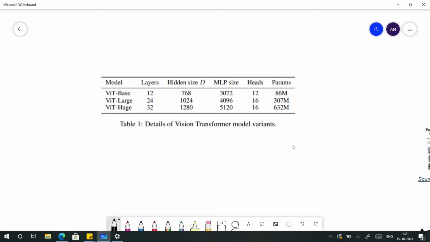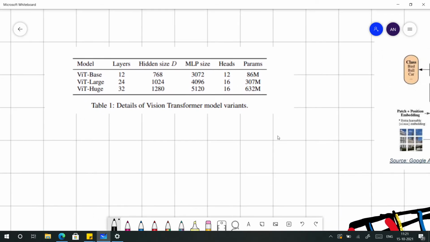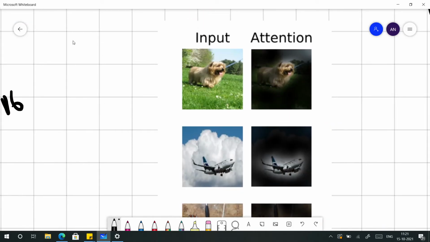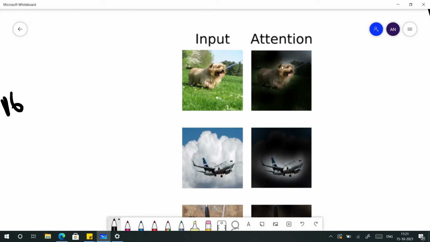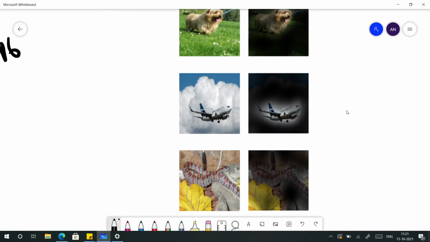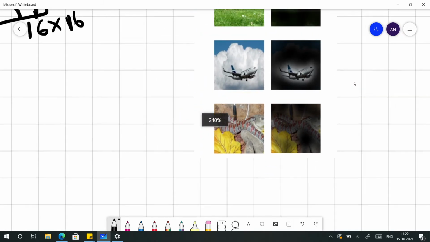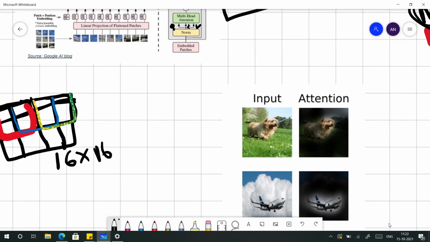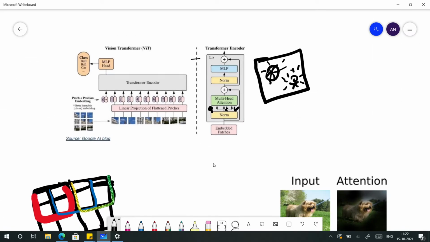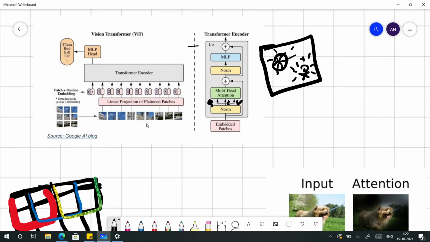So these are the variants of the model, and let me just quickly show you the attention. This is the input image, and this is not the output, but this is what the attention sees, what it is attending to in the image. This is the dog in the image, that is what the attention is learning. So this is a plane, this is a snake. These images are taken from the paper itself. I hope you understood what vision transformers and transformers in general are.